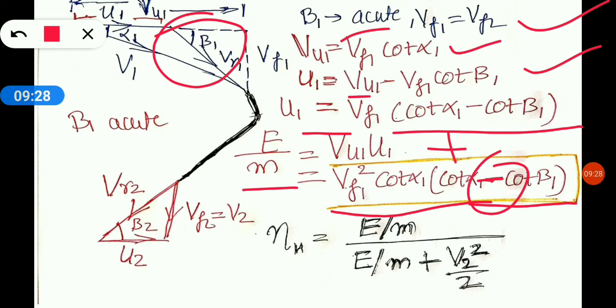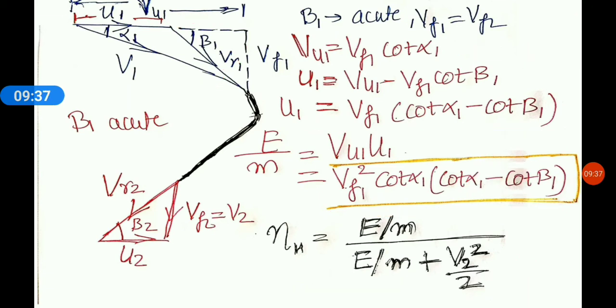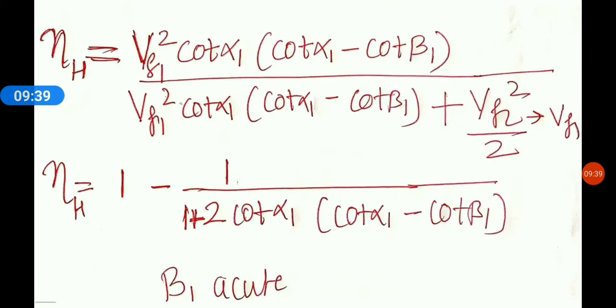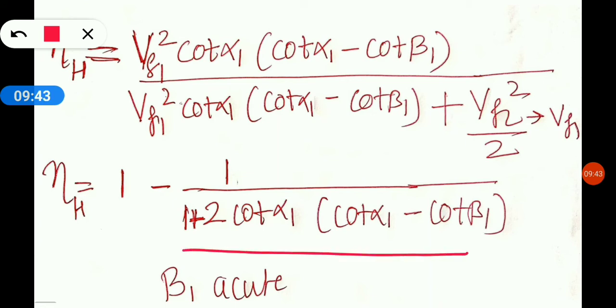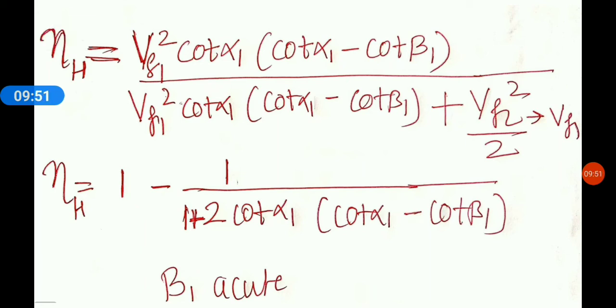Fine. So in this way we will do it again, the same thing which we have done for the obtuse angle, E by m upon (E by m plus V2 square by 2). So what you will get is this, and when you solve it, you will get exactly the same relationship, this 1 minus the same thing. The only difference is that instead of plus, now it is minus. Fine. So with the help of acute angle, you are getting this relationship. Fine.